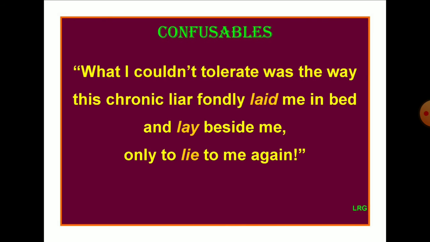What I couldn't tolerate was the way this chronic liar fondly laid me in bed and lay beside me only to lie to me again. In this sentence, the first verb laid is the past tense of the verb lay, a transitive verb followed by the object me. The second verb lay is the past tense of the verb lie, which is an intransitive verb and so cannot be followed by an object. The last verb lie means to tell an untruth.